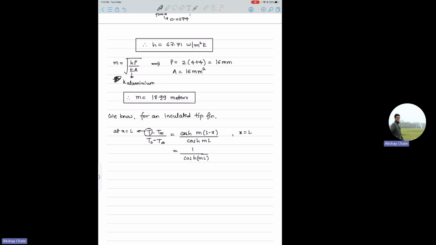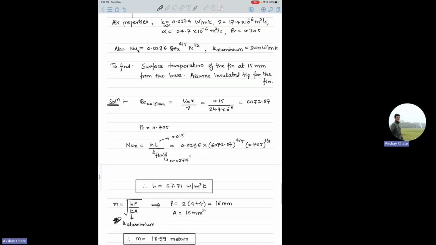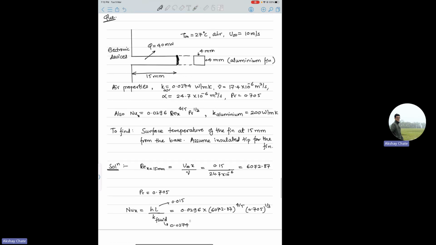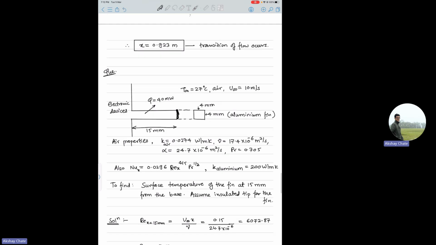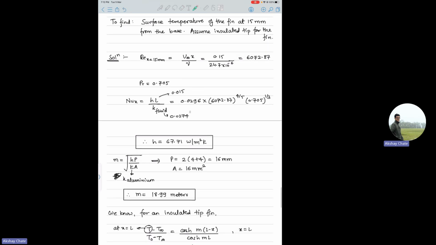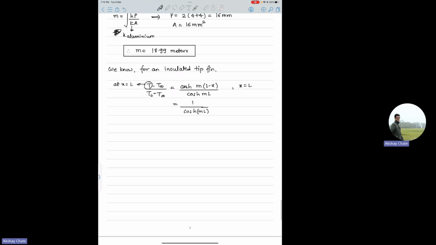now here the problem is, this side of the equation is known because you know m, you know L. So cosh(mL) is known, T infinity is known. But the problem is T naught is not known, right? What is the base temperature? So they have given one additional information in the problem, which is that the heat transfer from the fin to the surrounding is 40 milliwatts. So you have to use that to get T0 first.